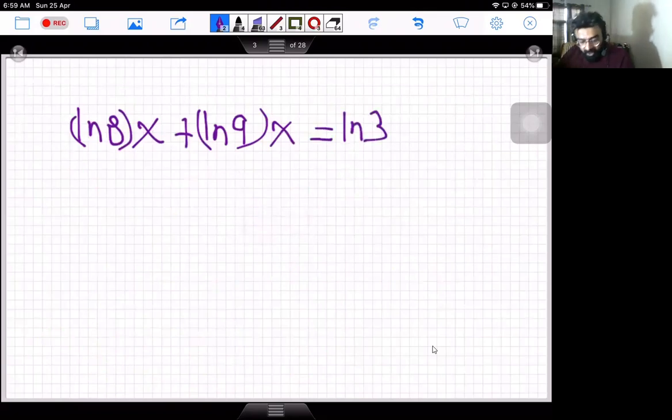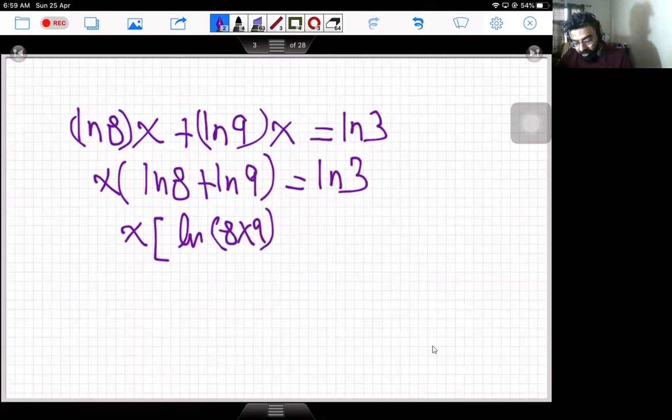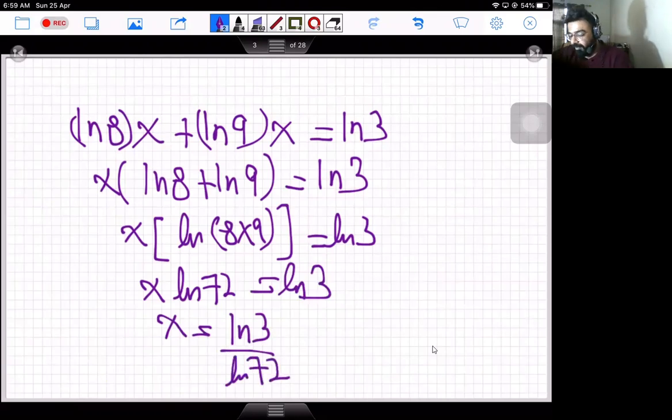Now what I can do is take x common and then multiply it by ln 8 plus ln 9, and this is equal to ln 3. Applying the laws of logarithm, ln 8 plus ln 9 becomes ln of 8 times 9, which is 72. So this is x times ln 72 equals ln 3. Therefore, x equals ln 3 divided by ln 72.